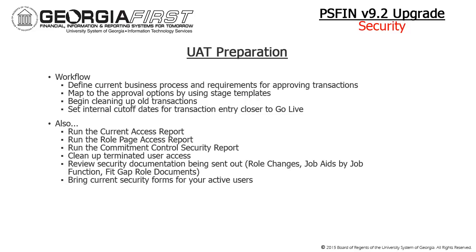You also want to do the following. Run a list of current user access. Run a list of current user preferences. Run a list of commitment control security by user. Clean up terminated user access. Review the security documentation being sent out, such as role changes, job aids by job function, and fit gap role documents. And bring your current security forms for your active users to UAT.